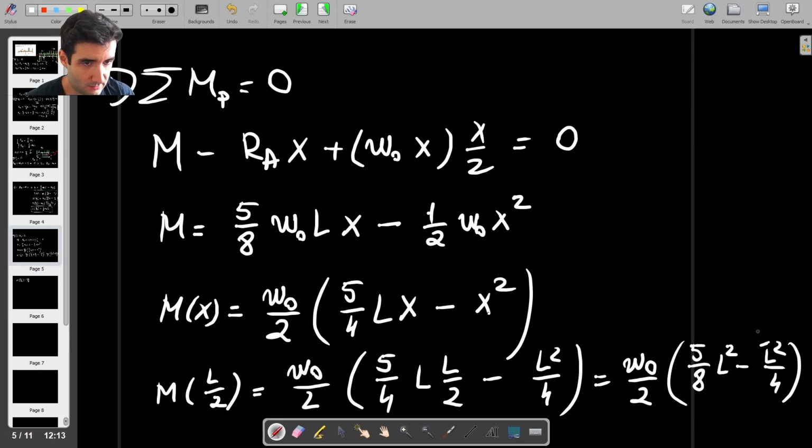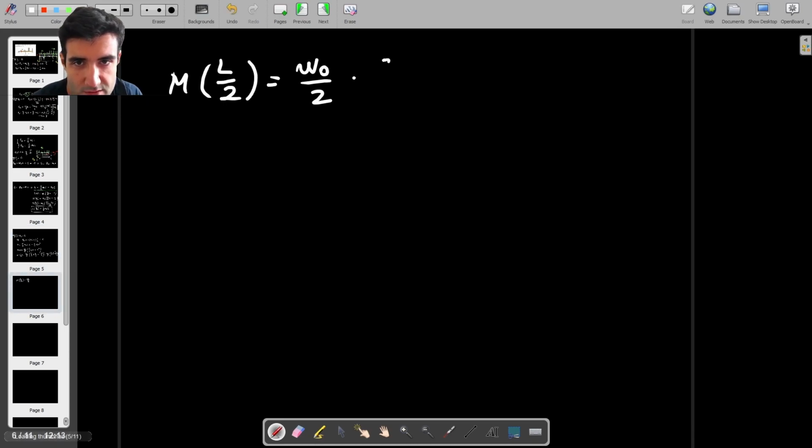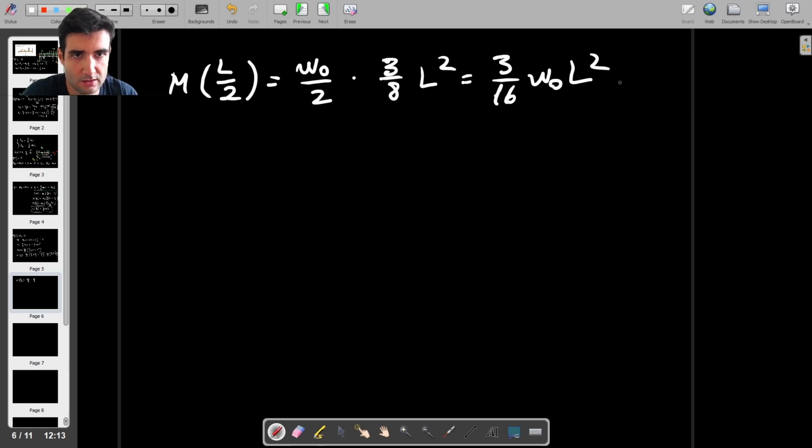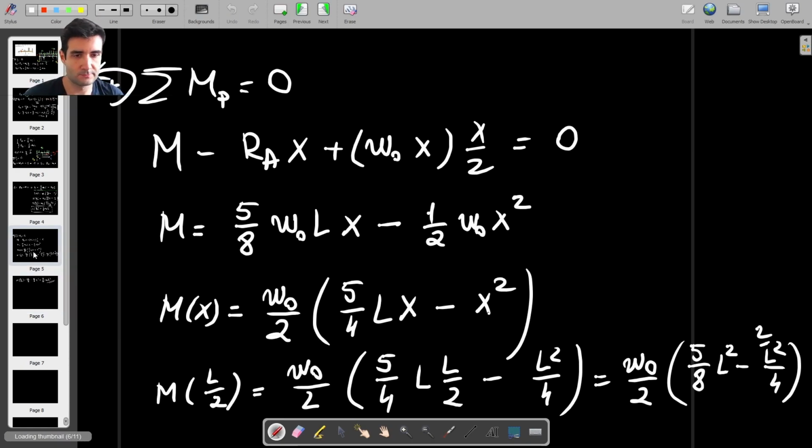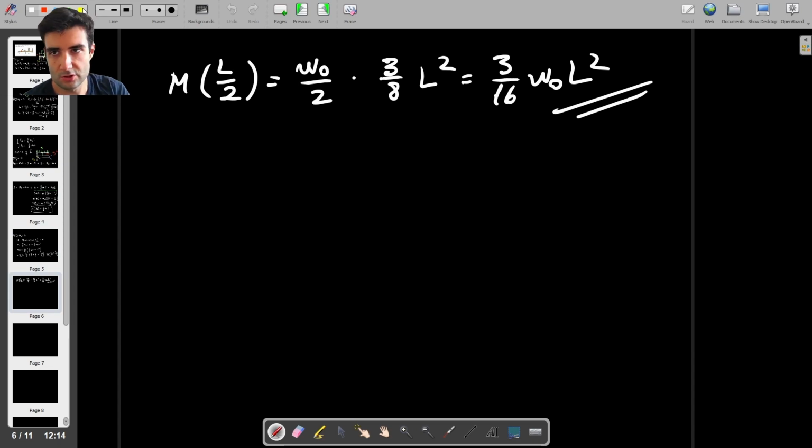So M at the middle is going to be equal to W naught over 2, and then we can amplify this by 2, so that's 3 over 8 if I'm not mistaken, so times 3 over 8 W naught. Actually, there won't be any more W naught at this point. It will just be L squared. So this should be 3 over 16 W naught L squared, like this. And that is the moment at the middle point of the beam. Okay, so this is going to be useful when we plot, but we're going to do that later.